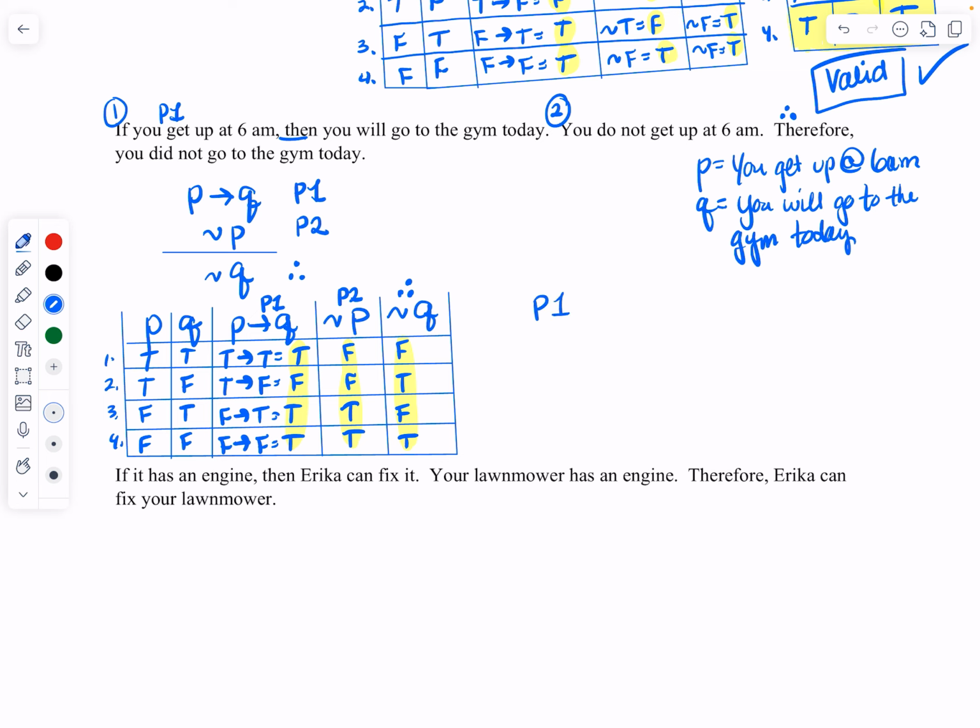Premises 1. Premises 2. And you know what? That line's bothering me. I'm going to redo that. It just looks super crooked. Okay, so I'm going to redo that real quick. And then conclusion. Okay, so again we have 4 rows. 1, 2, 3, and 4.